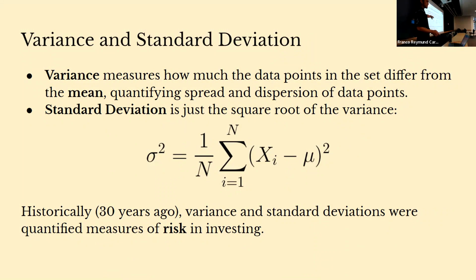You can see right here, the xi is each individual data point. The mu is the mean we calculated previously. So the variance is just the sum of all of the differences from the mean, plus some squares and some inverses. So historically, about 30 years ago, we used variance and standard deviation to quantify measures of risk in our investment. So if there's a greater dispersion from the mean of what we're looking at, then there's a greater risk in that investment because there's a greater potential that the stock could perform above or below this mean.